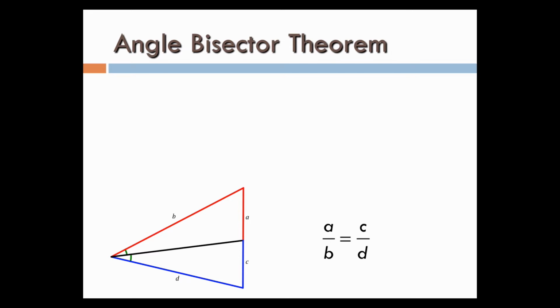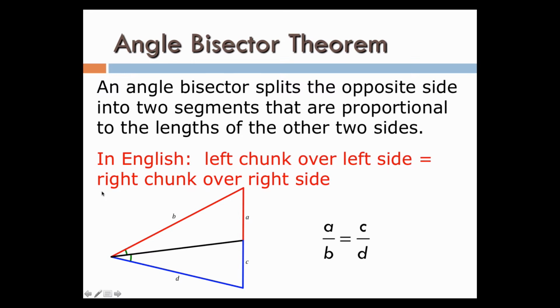When we have that scenario, angle bisector drawn in hits the opposite side, we get this cute little theorem. This is all the fancy geometry speech. Who cares? You want the red. Left chunk, so A is the left chunk over the left side, equals the right chunk over the right side. A over B equals C over D. And you're not always going to have an A and a B and a C and a D, so you want to remember it as left chunk over left side equals right chunk over right side. Then you get a simple proportion, then you solve the proportion, and everybody is happy.